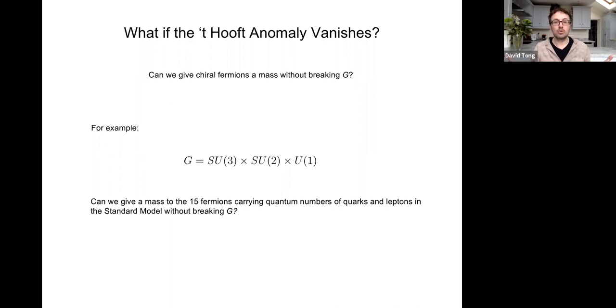So the question I want to address is, is there another way? Is it possible, not necessarily realized by nature, but is it possible in principle to give one generation of fermions a mass without breaking the standard model gauge group, or in general to give fermions a mass without breaking a chiral but anomaly-free symmetry G? That's the question that I want to address in this talk.